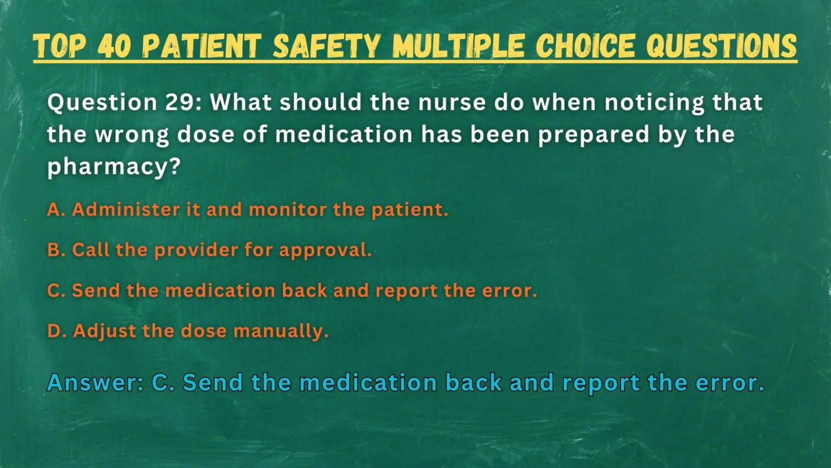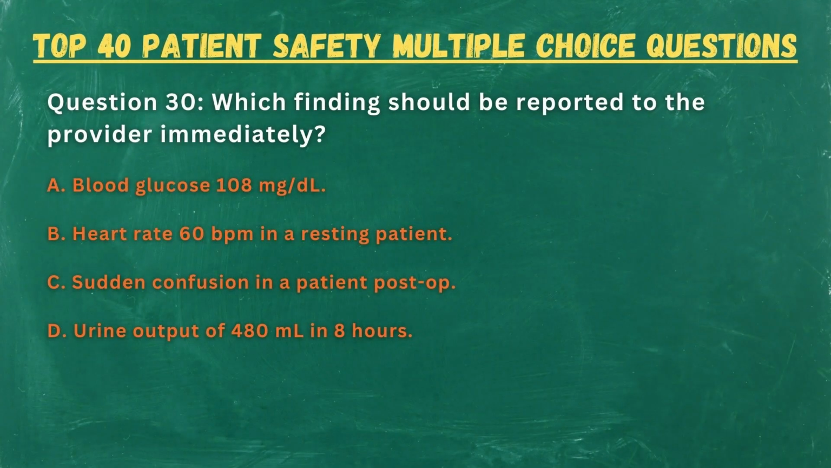Answer: C. Send the medication back and report the error. Question 30. Which finding should be reported to the provider immediately? A. Blood glucose 108 milligrams per deciliter. B. Heart rate 60 BPM in a resting patient. C. Sudden confusion in a patient post-op. D. Urine output of 480 milliliters in 8 hours.